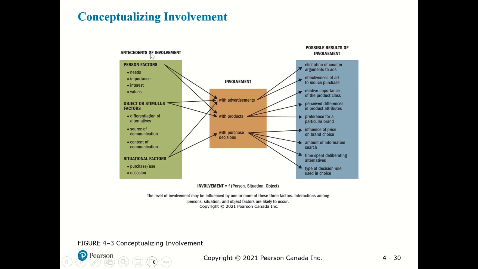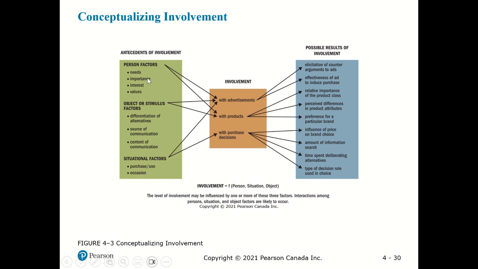So we have the three parameters here. Let's say the involvement is the main factor for the personal, situational, and object factors. There will be some involvement at the center, with factors on the left-hand side and right-hand side, and we can coordinate them. Starting with this, the level of involvement may be influenced by one or more of these three factors: interactions among person, situation, and object. Factors are likely to occur.